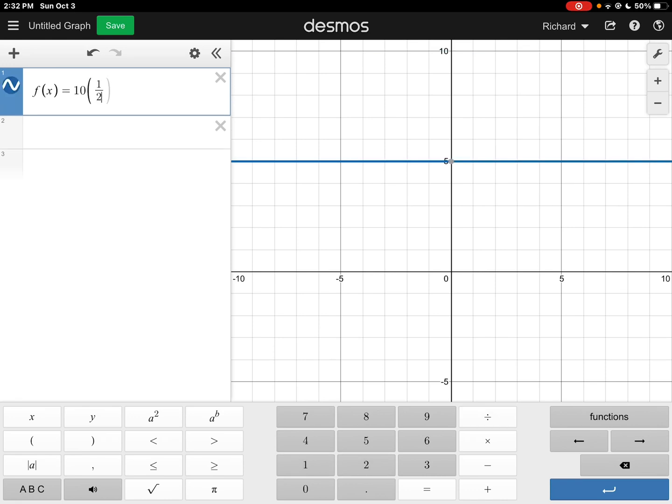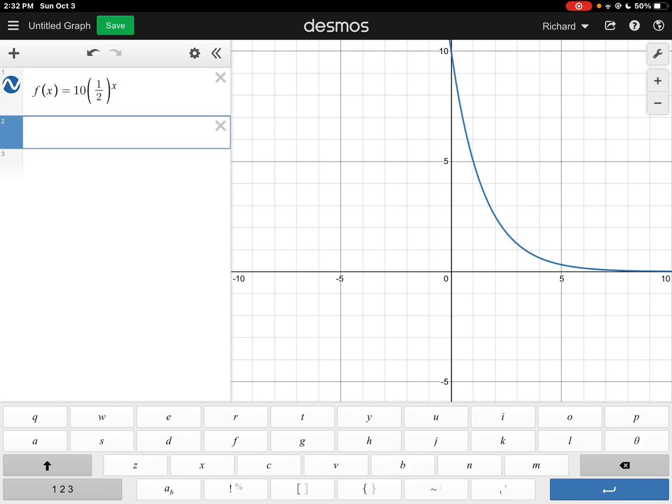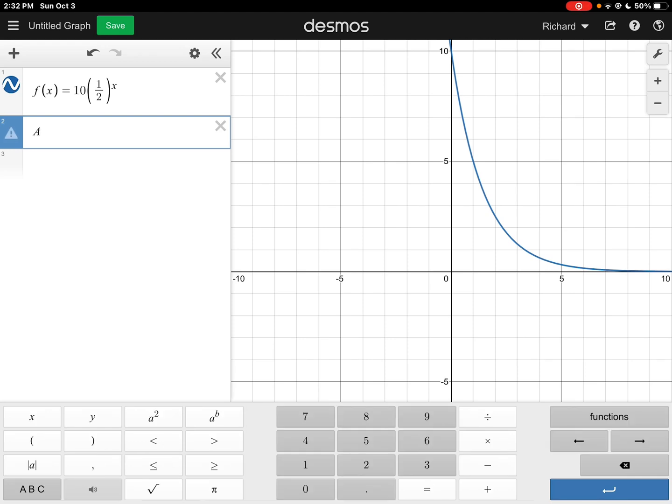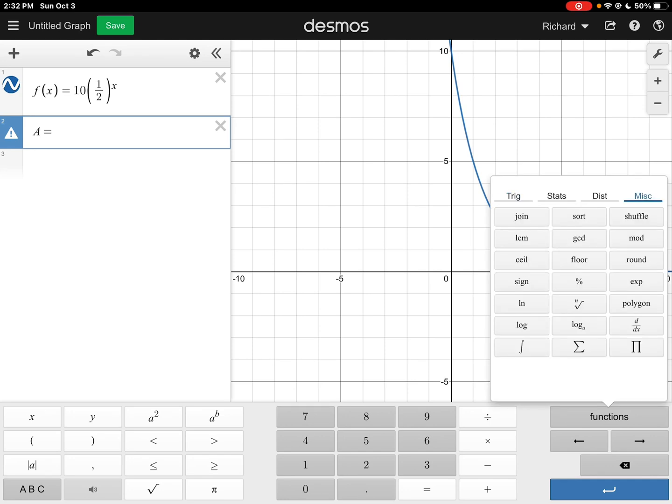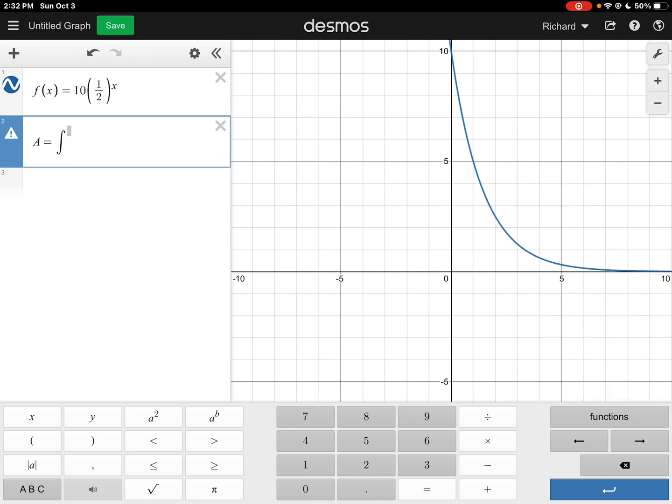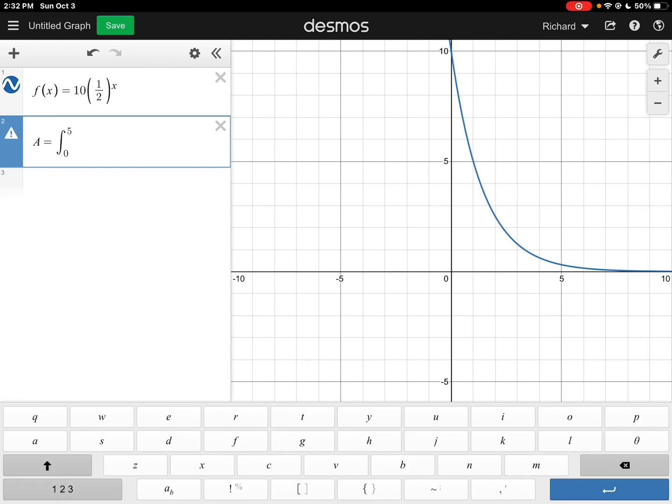1/2 to the x. And then here we're going to call this area. Area equals, and then we need to use the integral. So I get that under functions, miscellaneous, the integral symbol. And in this case, we're going to go from 0 all the way up to 5, and it's going to be for f of x.